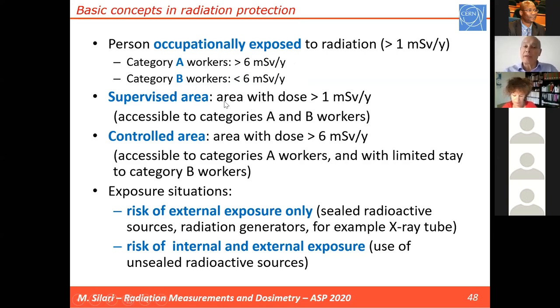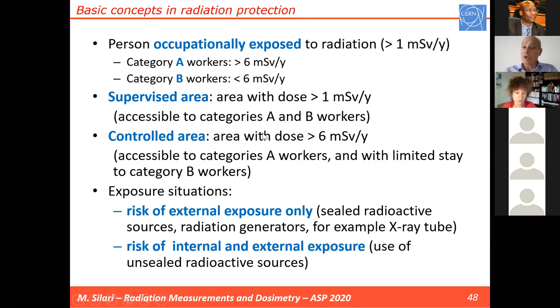You also have to classify radiation areas. Radiation areas where people can access and work are typically classified as either supervised radiation areas or controlled radiation areas. A supervised radiation area is an area where the annual dose could exceed 1 millisievert for normal work. So if you work there regularly, you can get more than the annual exposure of the general public. And this area can be accessed by either category A or B workers.